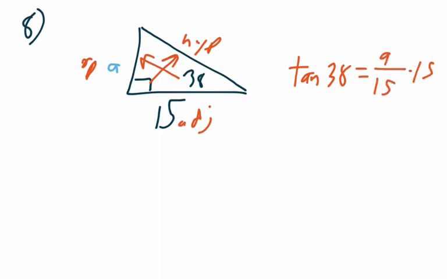So we multiply both sides by 15, and then we have our answer, which rounded to the nearest decimal is 6.3 equals A.